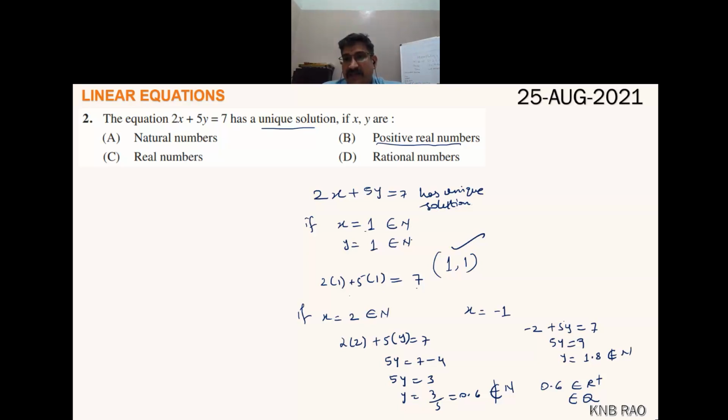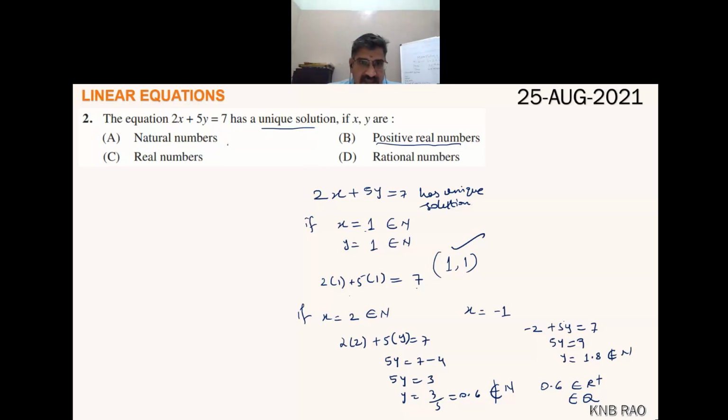Okay, this is one of the important questions. It clearly asks how many solutions there are. It is not asking whether infinitely many solutions exist. But it is asking, if x and y are this type of numbers, the one and only one solution is x comma y equals 1 comma 1. Natural numbers is the right answer.